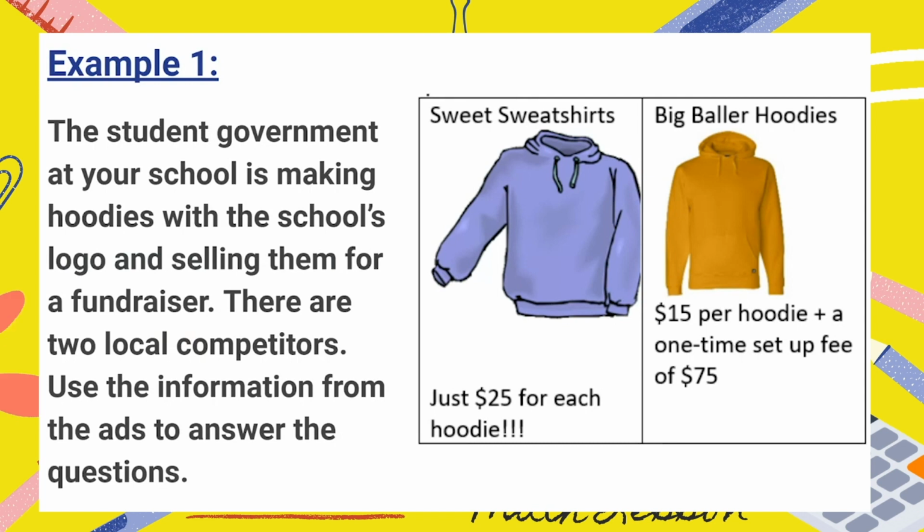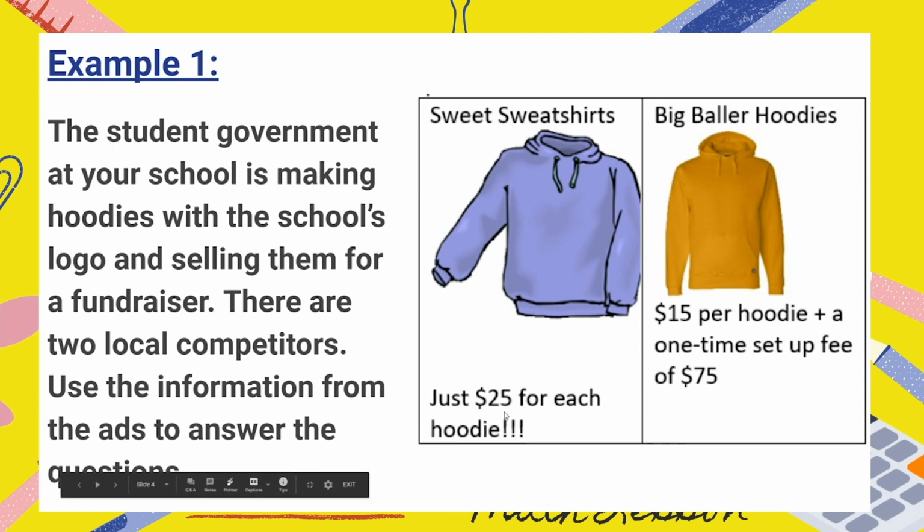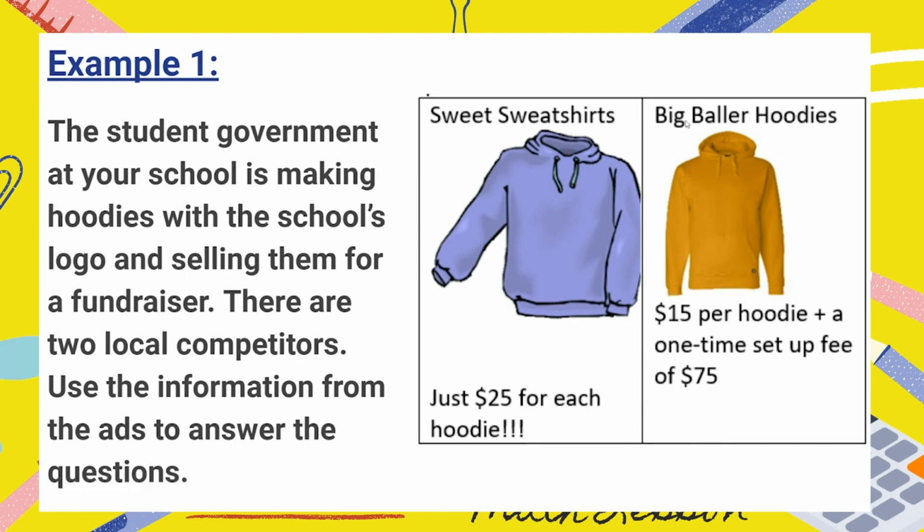Here's the first one. The student government at your school is making hoodies with the school's logo and selling them for a fundraiser. There are two local competitors. Use the information from the ads to answer the question. The first ad is Sweet Sweatshirts. They charge you just $25 for each hoodie. The second ad is Big Baller Hoodies. They charge you $15 per hoodie, plus a one-time setup fee of $75.